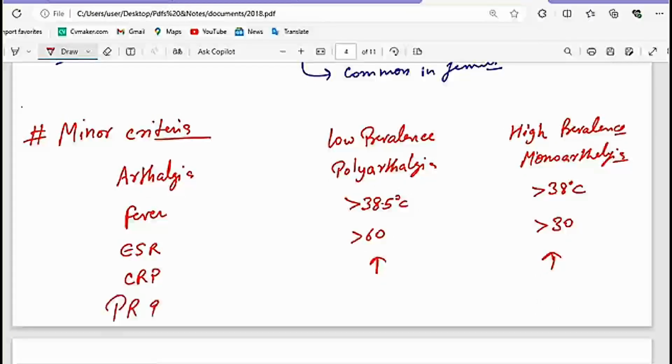Then there is the PR interval. When we are doing an ECG, what you will see is that the PR interval is increased, that is, prolonged. That will be the prolonged PR interval.